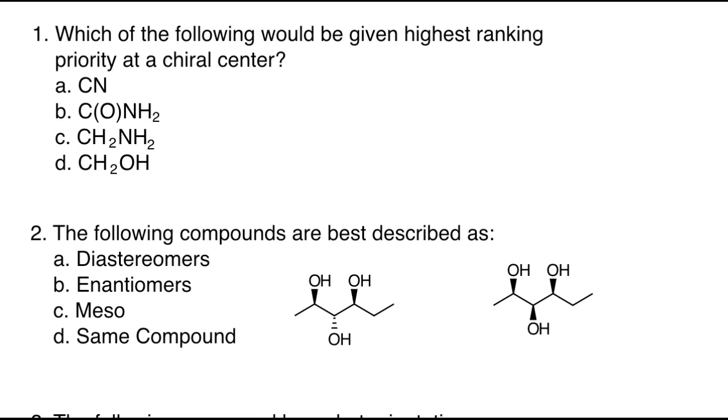So number one, which of the following would be given the highest ranking priority at a chiral center? Imagine that all of these are stemming off from a carbon that we would consider chiral, because these are all 4 different groups. Which one of these would you rank as number 1, the highest priority? You can see the different options there. You have a cyano or a nitrile group, an amide, an amine, and an alcohol. They all start with a carbon. You will need to determine which of those carbons is going to be ranked as 1 based on the other material that is bound to that carbon.